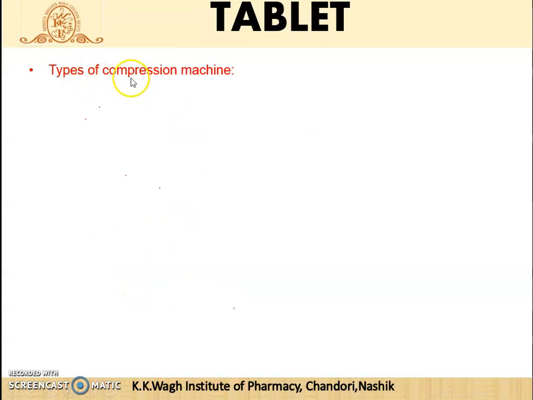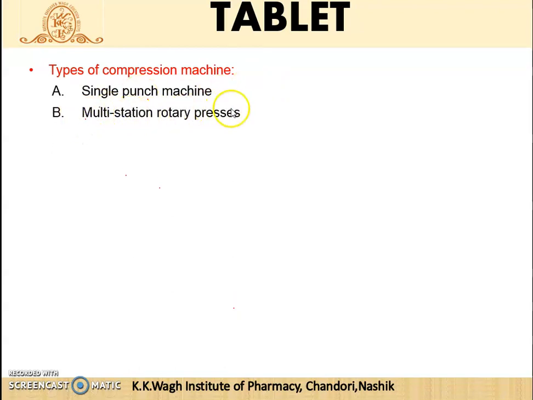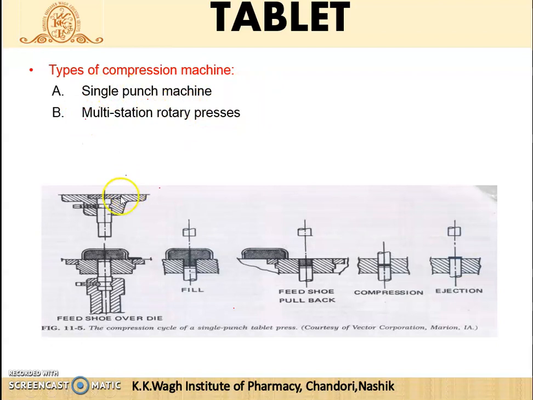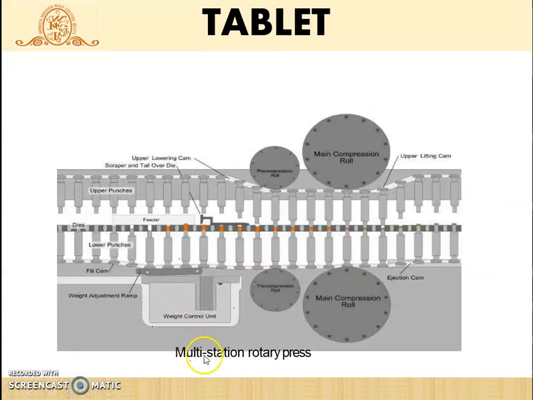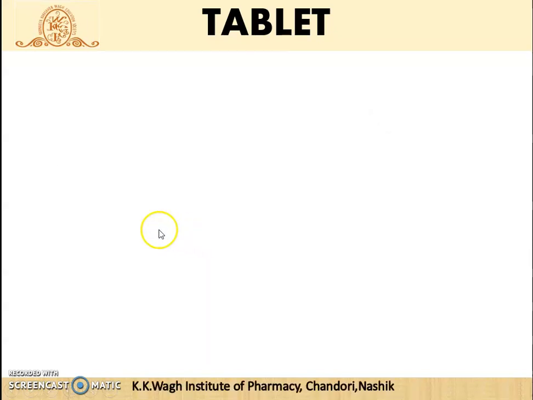Then we see the types of the compression machines. There are two types of compression machines we use: the single punch machine and the multiple station machine. The single punch is for laboratory scale use only, multiple is for the industry scale. This is the diagrammatic representation of how one tablet can be filled. See, this is the diagrammatic representation of the multi-station rotary press. In that, thousands of tablets are formed one at a time. These are the main rollers, these are the dies, and here the drug can be placed.